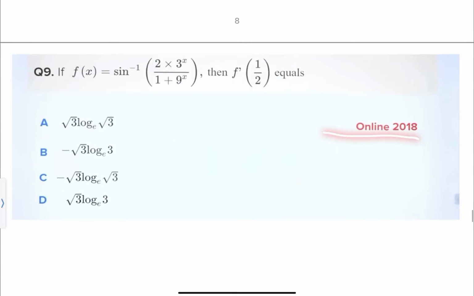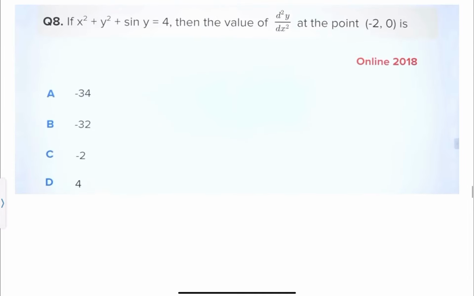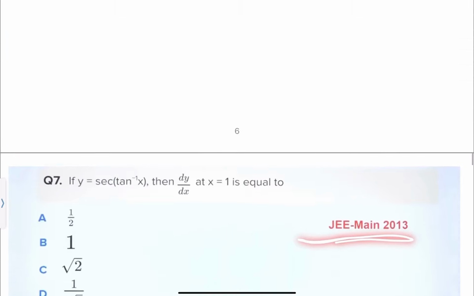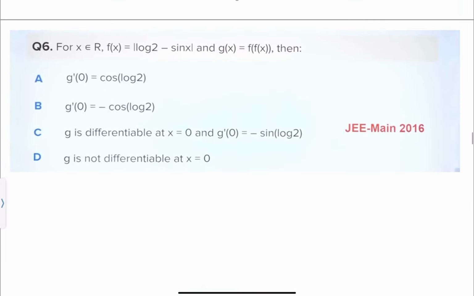All these questions are really important and have been repeated in previous exams of JEE for engineering. So I will be sharing the solution in my next video.